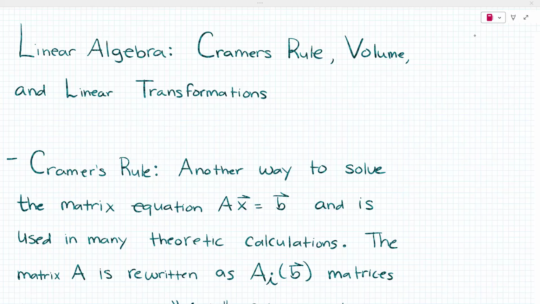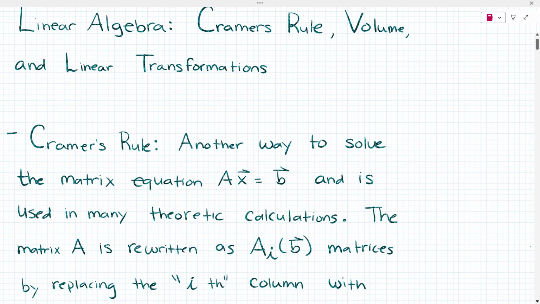Hello. In this video, we will go over Cramer's rule, volume and area, and linear transformation. So this is linear algebra: Cramer's rule, volume, and linear transformation. You probably have an introduction to Cramer's rule from college algebra, so that might be a little bit of review. Let's just go more in depth.